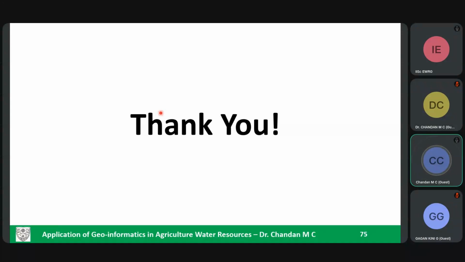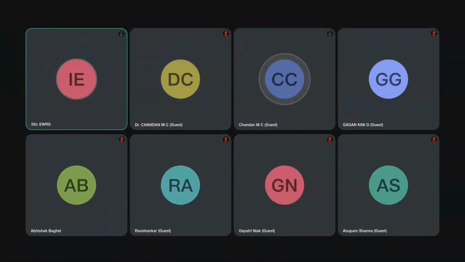Thank you so much, sir, for this very informative presentation on the application of geoinformatics in agriculture and agriculture-related water resource management. It was very insightful to see how geospatial technologies can be used for water and agriculture conservation through various methods, like you have explained. So, sir, is it okay if we take the questions after the next presenter? Yeah, sure. It is not a problem.